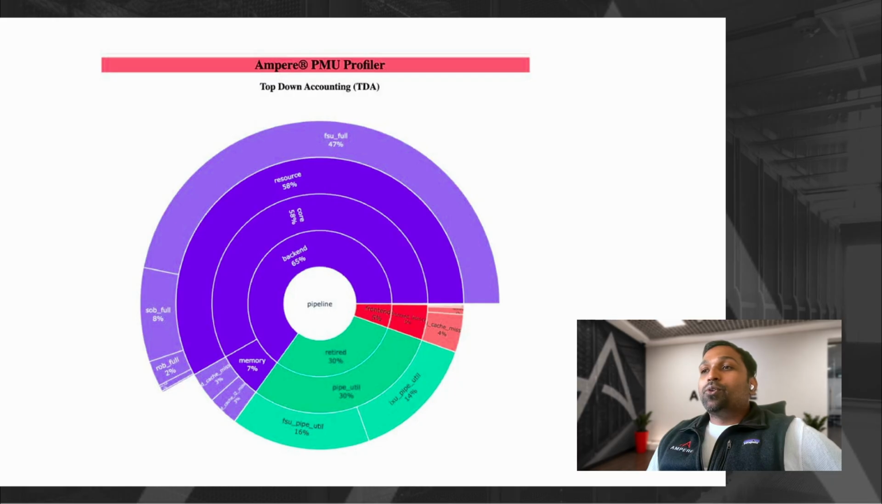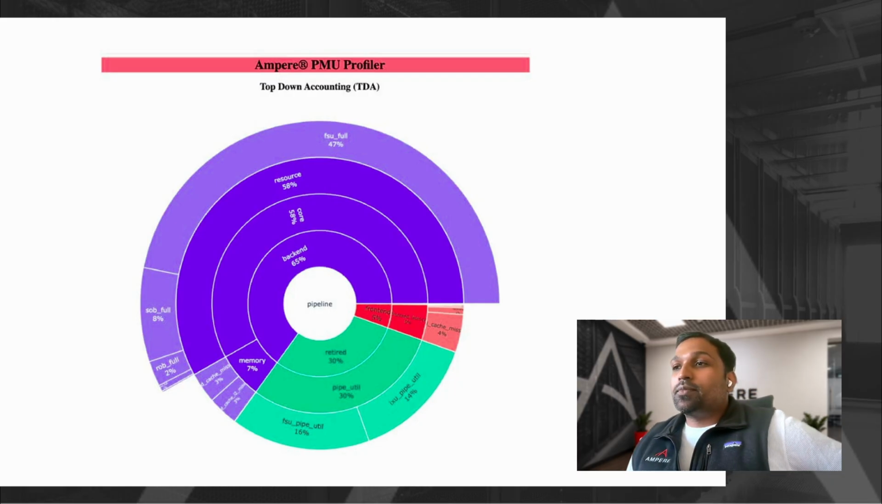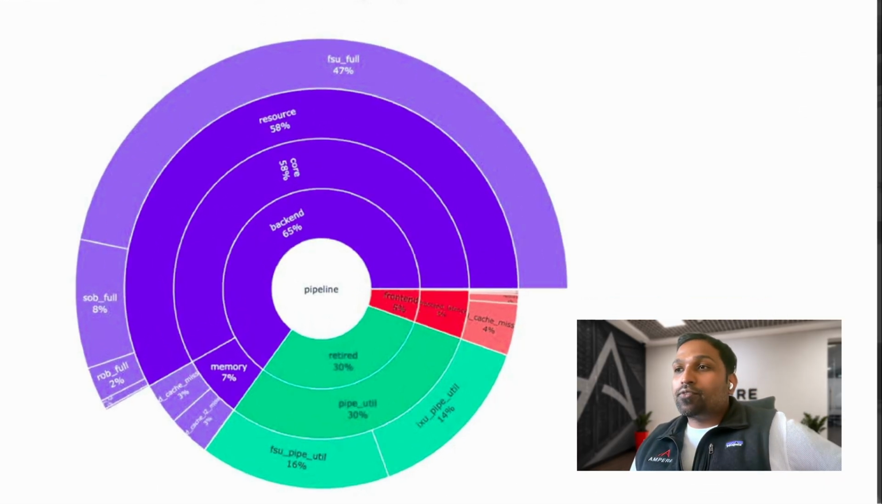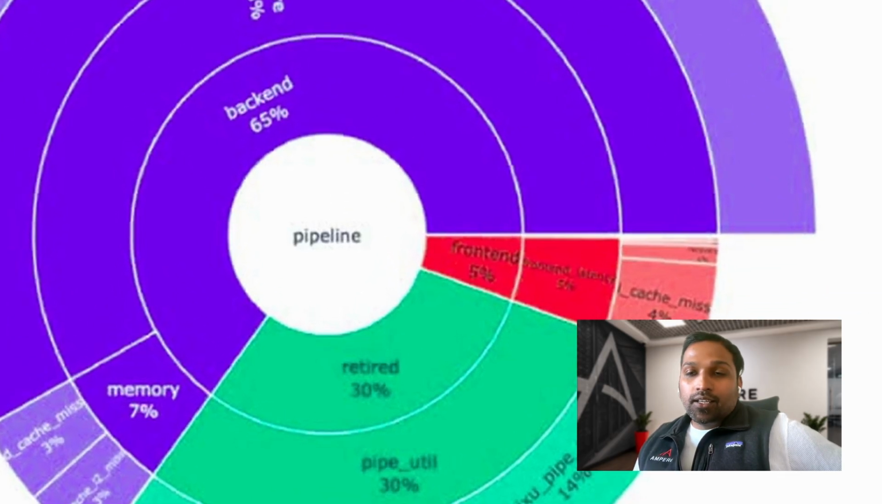Essentially, when you look at this particular sunburst, you look at the center of the chart, which is the pipeline, which is what we explained previously, and that's 100% of your pipeline cycles. We want to look at where those cycles are being spent. So level one gives you that categorization. Right now you can see it's 65% backend bound, which means it's waiting either for memory or core, whatever the resources are in the backend. So it's stalling a whole lot.